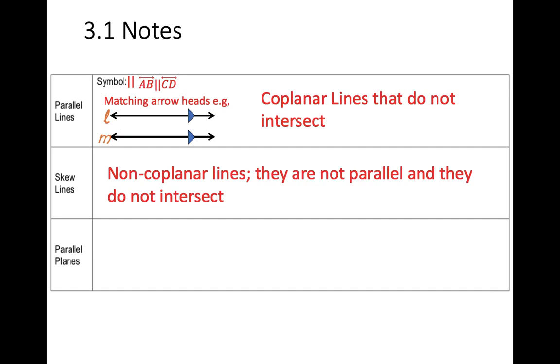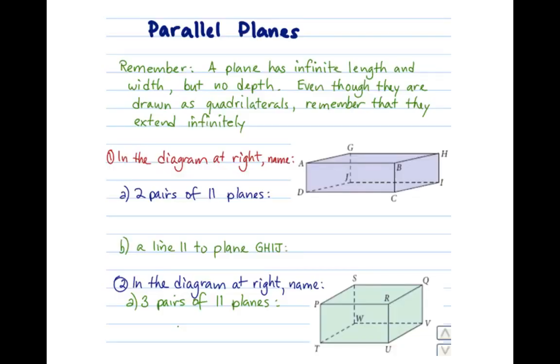And just as lines can be parallel, that they go on forever and ever and never intersect, planes can be parallel as well. So for example, remember a plane has infinite length and width but no depth. So in the diagram to the right here, we need to name two parallel planes. So two planes that even if they go on forever and ever are not going to intersect. Anyone have any thoughts on that one? What are two planes in this figure that are parallel, never going to intersect?